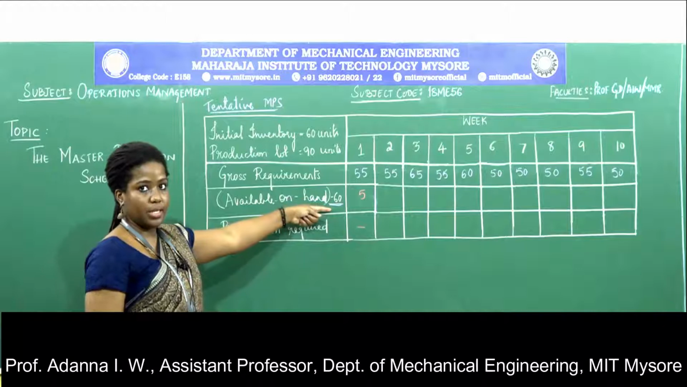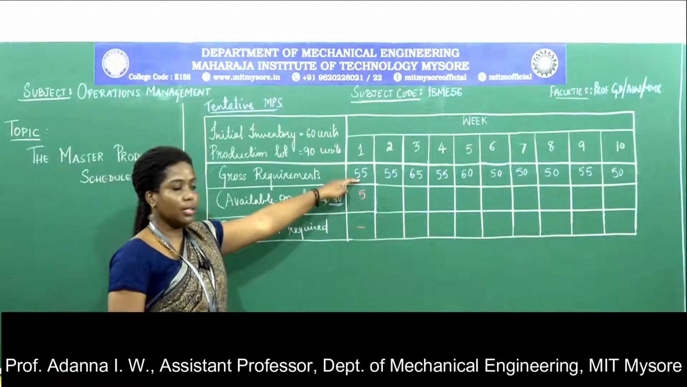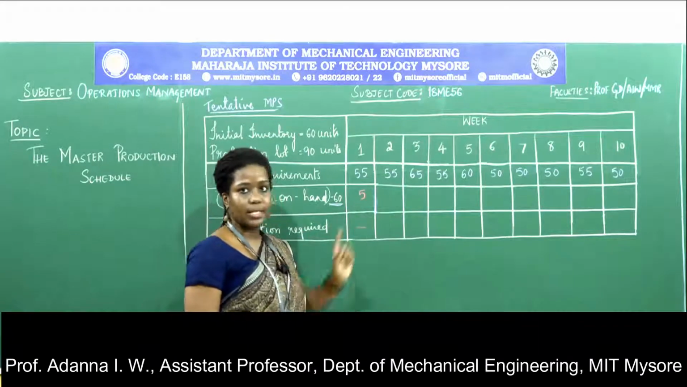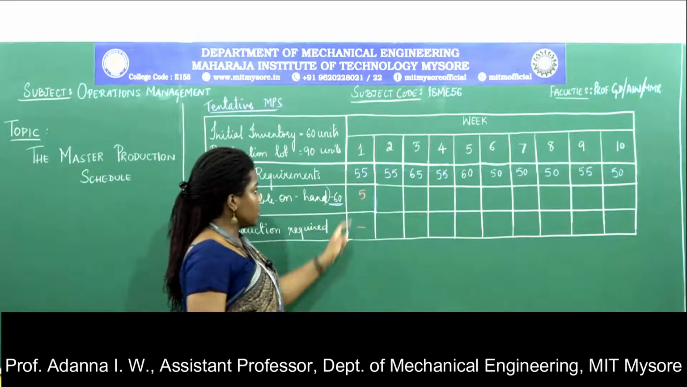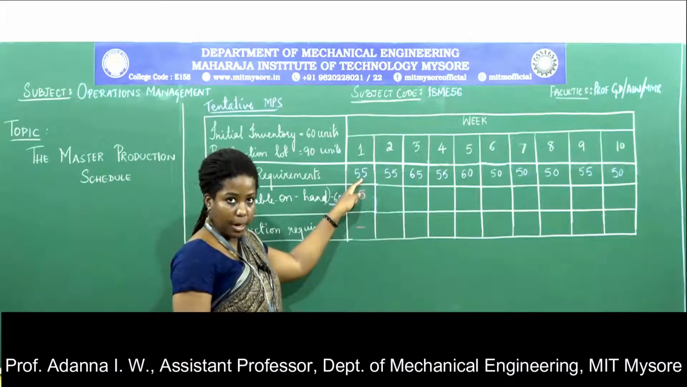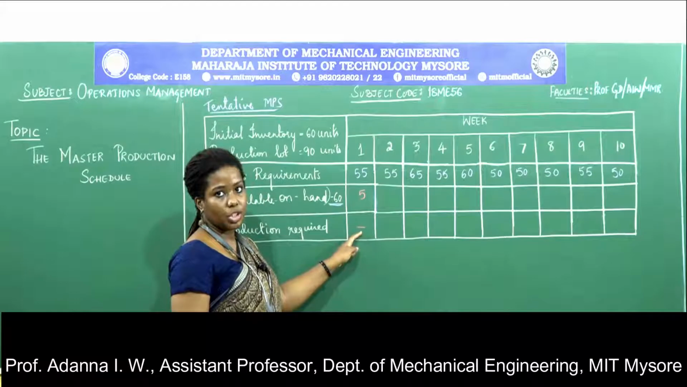Initial inventory of 60 minus the requirement, that is 5. These 5 units can be carried on to the next time period. One more thing: here 55 has been fulfilled, and 5 units have remained. We don't need to carry out any production here.